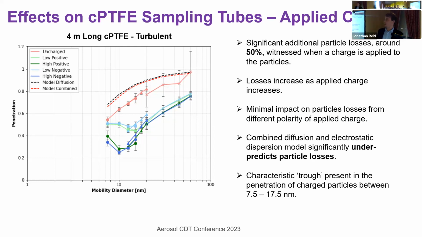In this plot, I've included two models. The dotted black line at the top is a purely diffusional model, and the dotted red line beneath it is a combined diffusion and electrostatic dispersion model. Comparing the bottom line against the two highly charged lines, we see that the model significantly underpredicts the losses. Also note this characteristic trough between 7.5 nanometers and 17.5 nanometers. This is still under investigation.